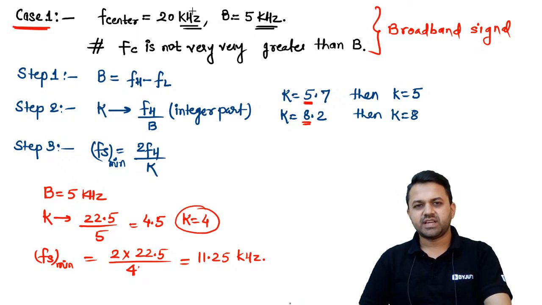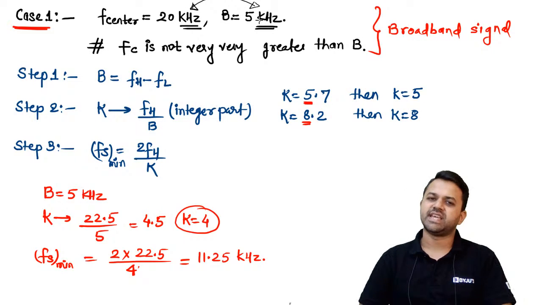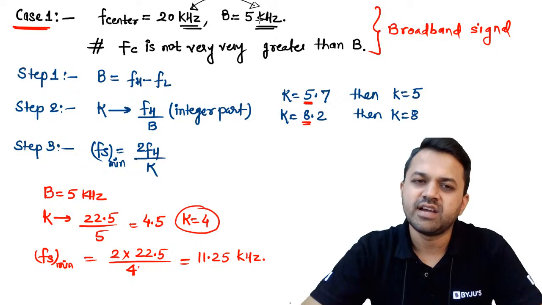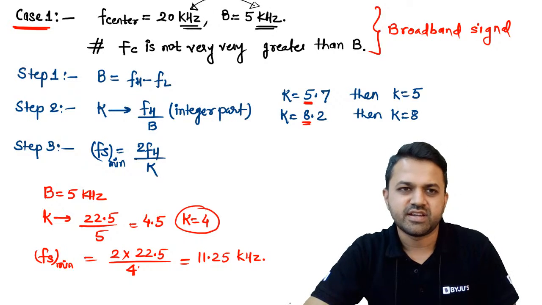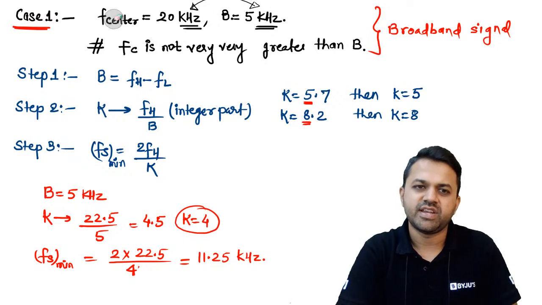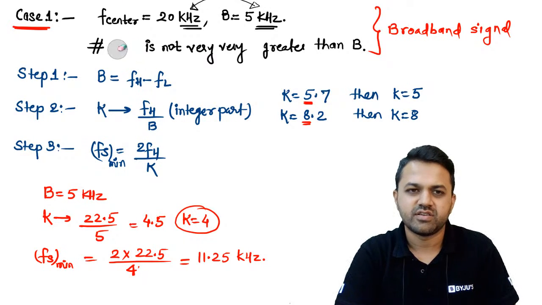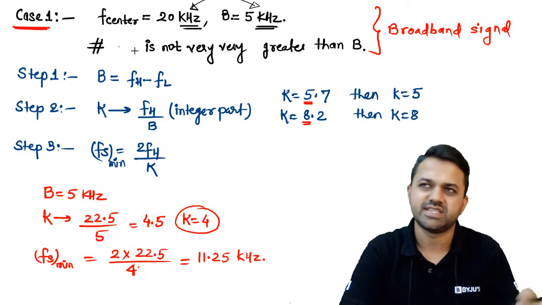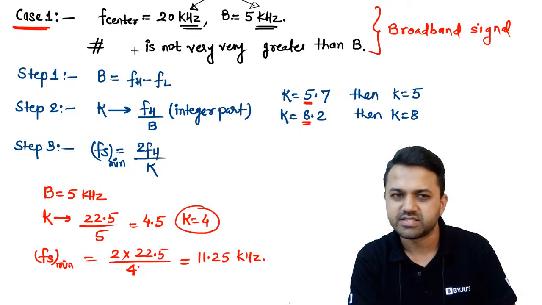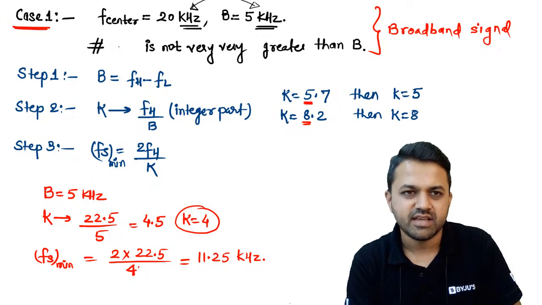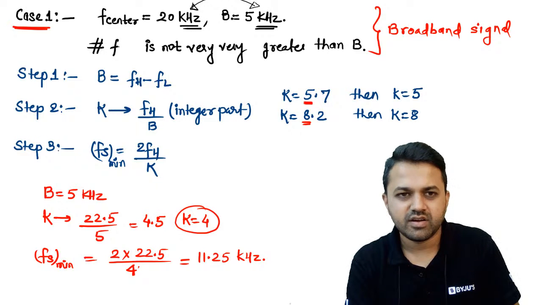So both are in the same order. This is also in kilohertz, this is also in kilohertz. That is why we are not saying that the FC is very greater. The FC is very greater when it is in a different order, like one is in kilohertz, another is in megahertz, or one is in megahertz, another is in gigahertz. In such cases, we usually say that they are very greater.